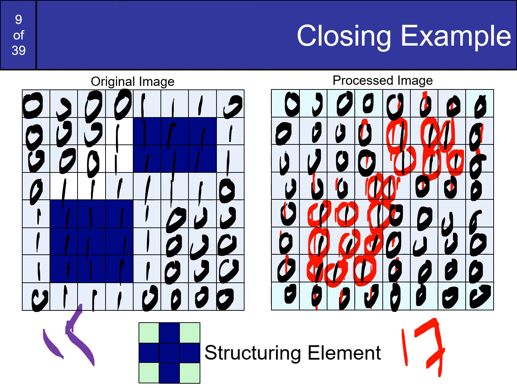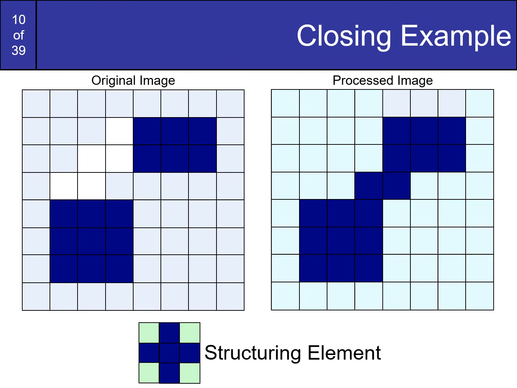So when we transform all these ones into object pixels, the dark pixels, what happened? Initially we have 15, and then we have 6 here, and then 9, and 9 and 6 is 15 and 17, so we have 17 here, so it's correct. So this is the final output after closing.